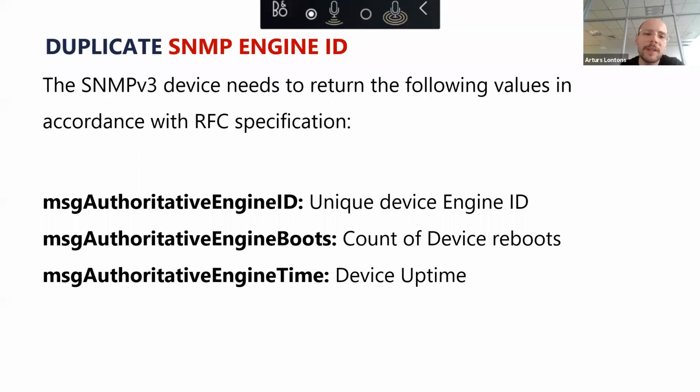So one of the more common issues is, as I mentioned in the beginning, duplicate SNMP engine ID. Your SNMP version 3 devices need to return the following values in accordance with the RFC specification. The engine ID needs to be unique. The engine boots counter, the count of device reboots, also needs to be unique, not a static one. Like, it needs to be dynamic. It needs to actually give you the count of reboots. Sometimes it's dynamic, it just kind of sticks with one.